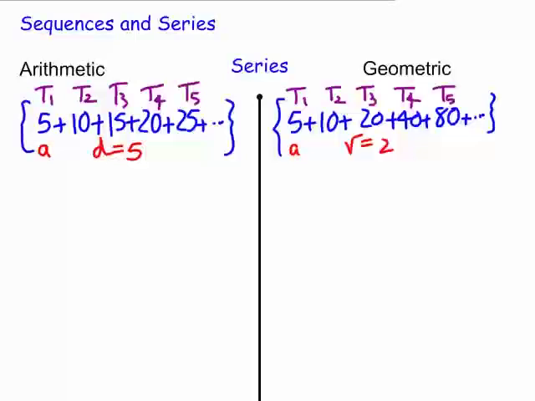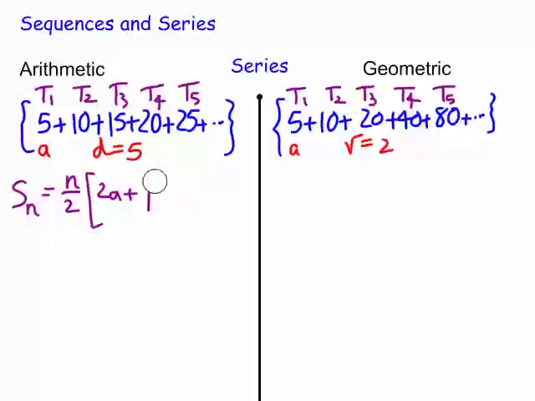So let's just recap. The sum to n terms for an arithmetic series was n on 2, times 2a plus n minus 1 lots of the common difference d. We can see here a is 5, the first term, and the common difference is 5 again. They're going up by 5s. So let's apply this formula. We want to sum 5 terms. We can add up as many as we like, really, but let's try 5.